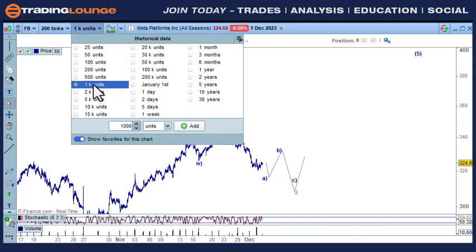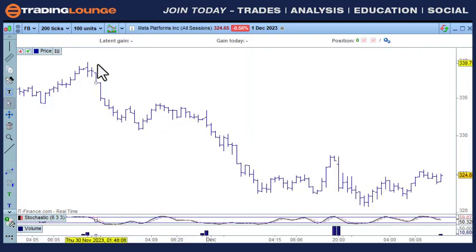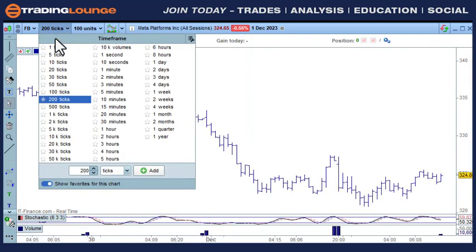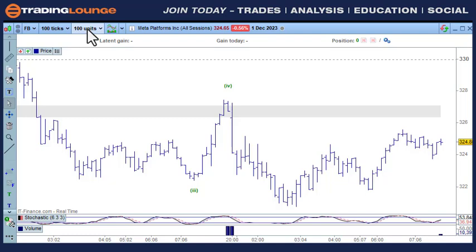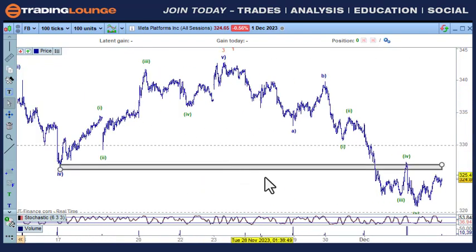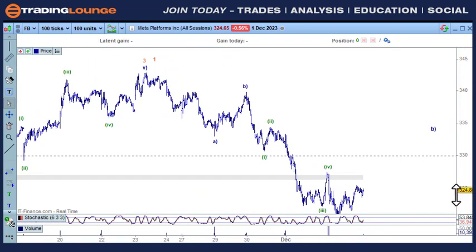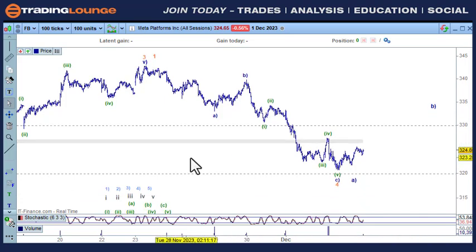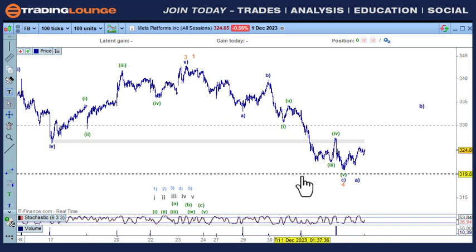However, I'll just go to the 100 ticks here. That's not quite right, this one. Yeah, so this is just 100 ticks. So it does make a nice A wave, B wave, and C wave down here. So I'll just see how it builds. This was our target area here. It has slipped through that.